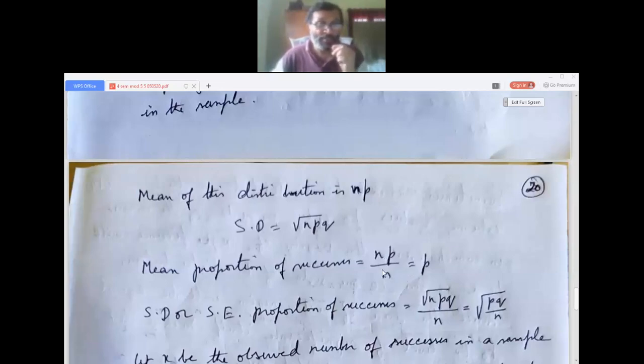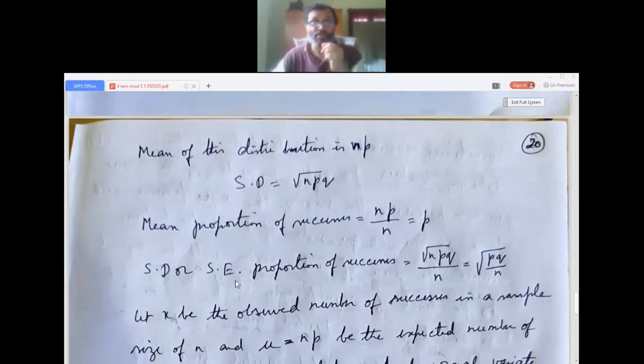Standard deviation or standard error of proportion of success. SD means standard deviation, SE means standard error. So the standard error of proportion of success is given by square root of NPQ divided by N. Here N cancels, since root N can be written as root N into root N, so one root N gets cancelled. So it is root of PQ by N.